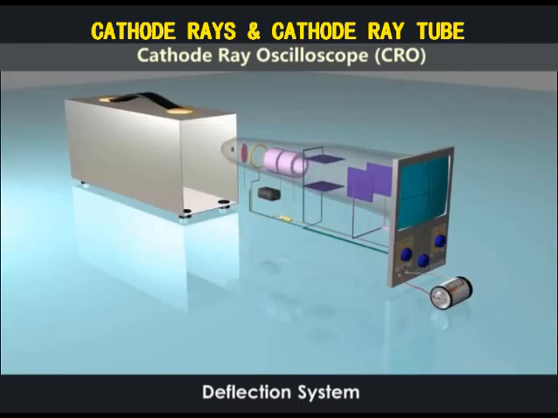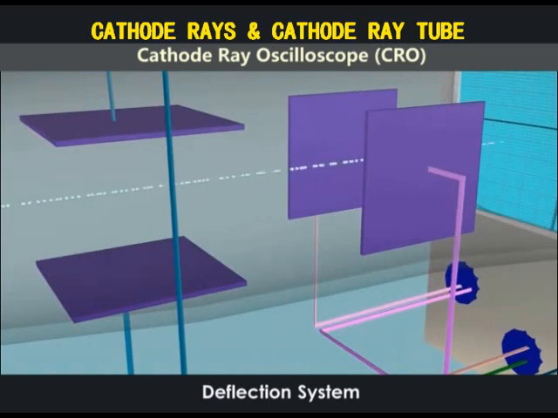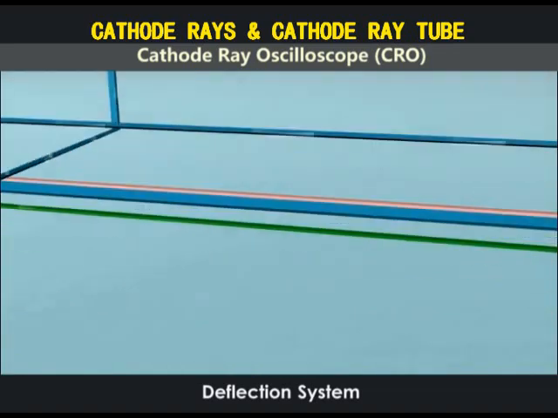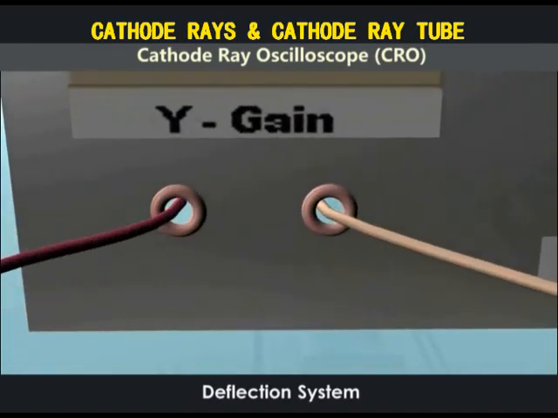The second part is the deflection system, a system that is responsible for the deflection of the beam of electrons from its original straight line path. The deflection system consists of two parallel horizontal plates called the Y plates. The Y plates are electrically connected to the interface through two openings called Y inputs. This is where we apply our signal or the voltage to be measured.